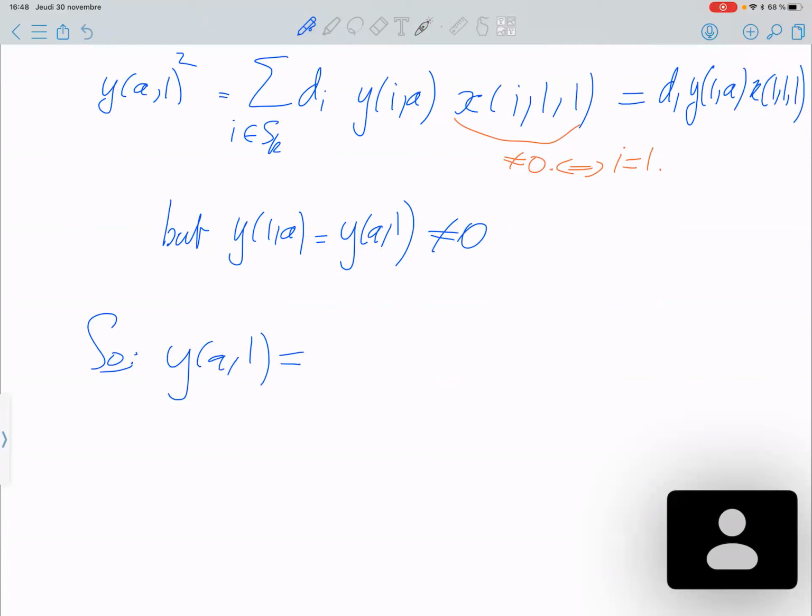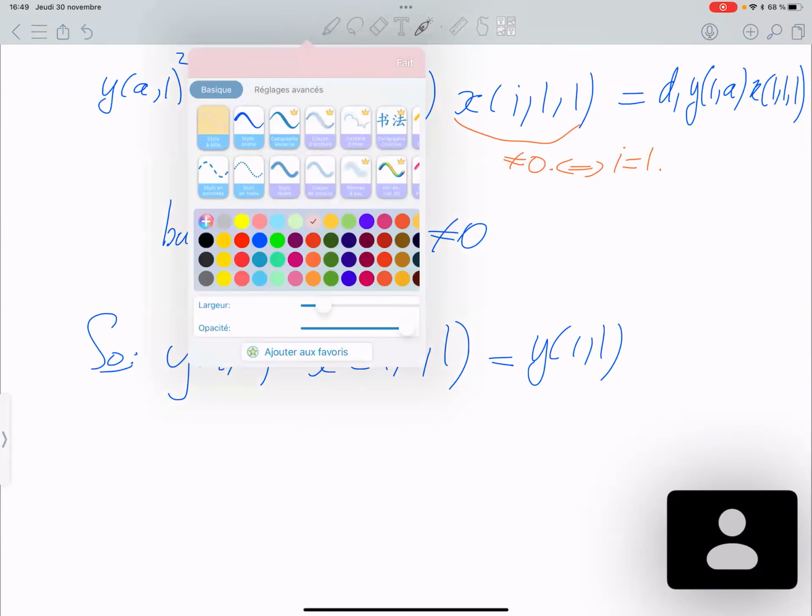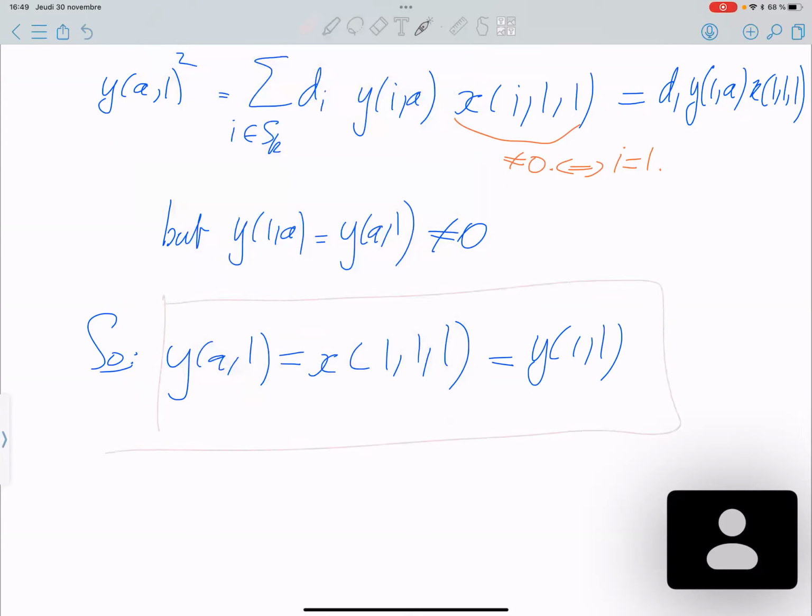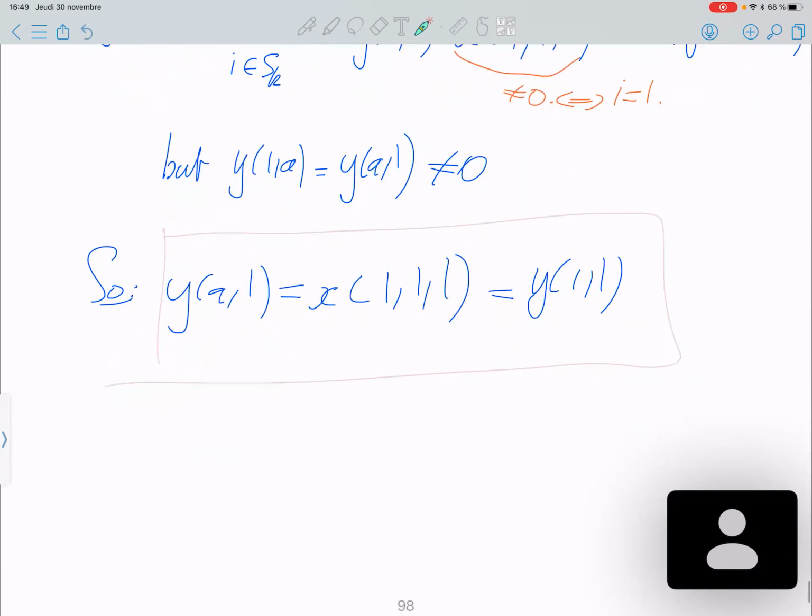So you get that y1 equals x111. So it's equal to y11 if you like, because this is for all a in Sk. So it's a constant. This is very, very important. This does not depend on a. It's a constant, y11. Okay? So constant.